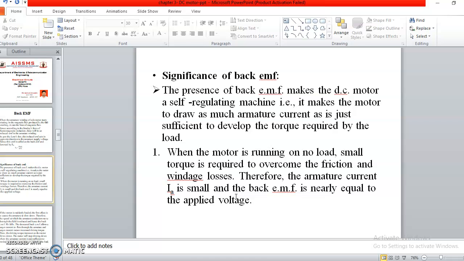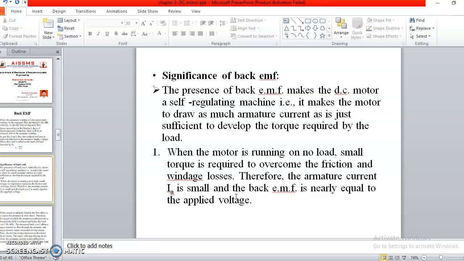Now we'll discuss the significance or importance of this back EMF in DC motor. Though it works opposite to the supply voltage, it has its own significance. The presence of this back EMF makes the DC motor a self-regulating machine. How? It makes the motor draw as much armature current as is just sufficient to develop the torque required by the load.